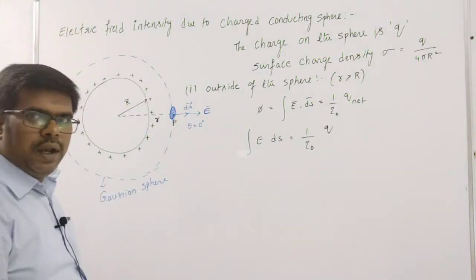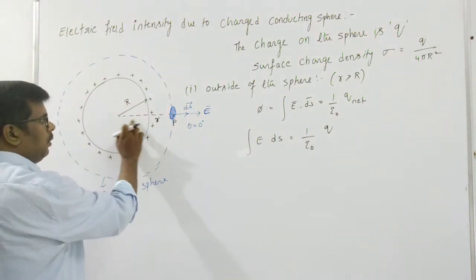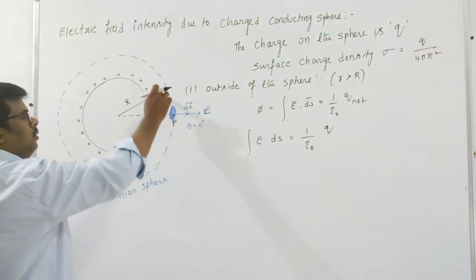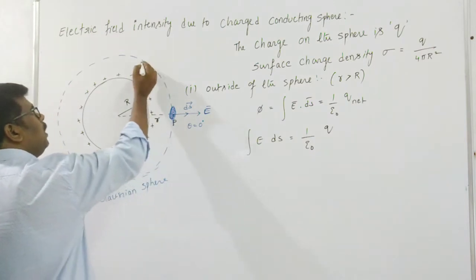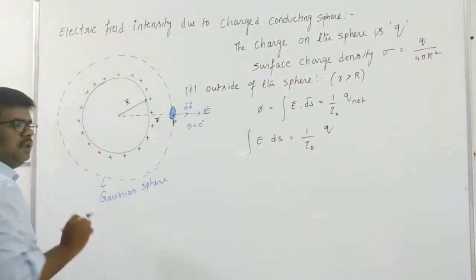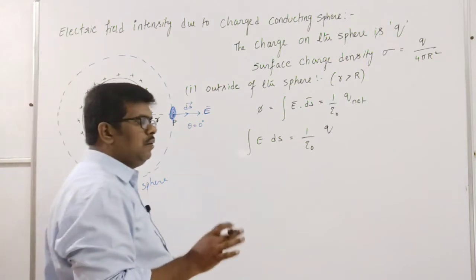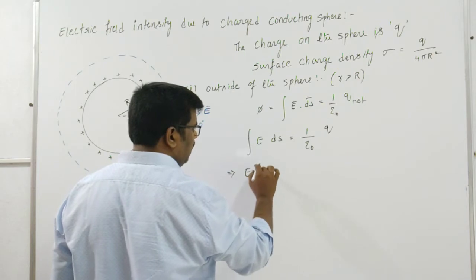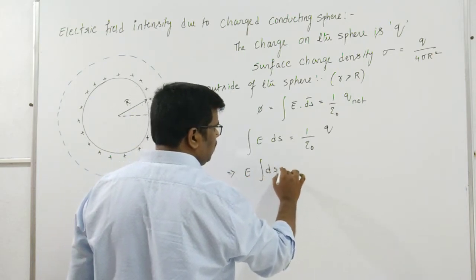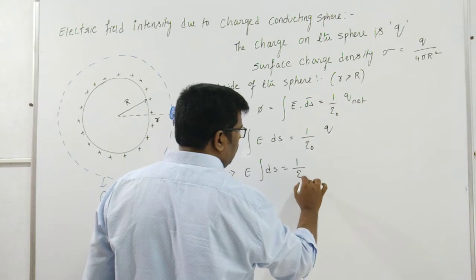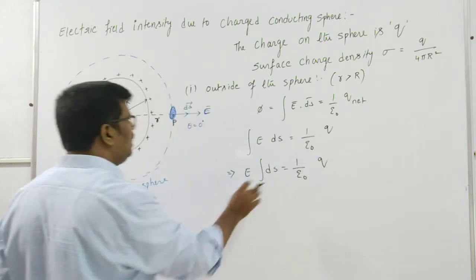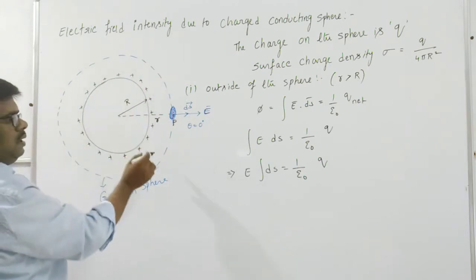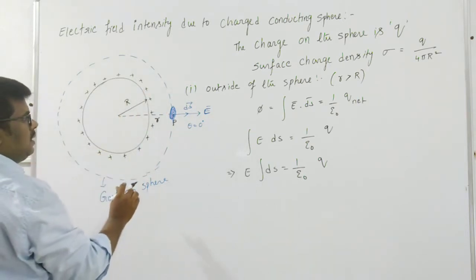And we understand one point here: the electric field intensity at a particular distance always remains the same magnitude. So, radially outwards at every point over the Gaussian surface, the electric field intensity magnitude remains the same. Then we can write E outside integral ds equals 1 by epsilon naught times q. Integral ds is nothing but the surface area of what? Here, the Gaussian surface area. What is the Gaussian surface area?